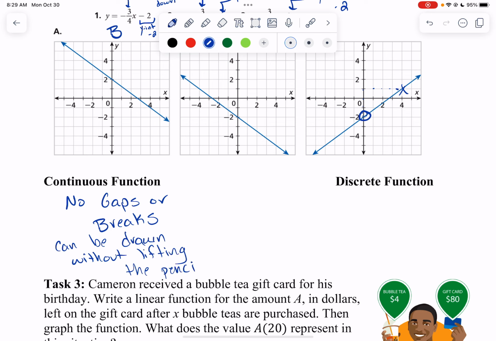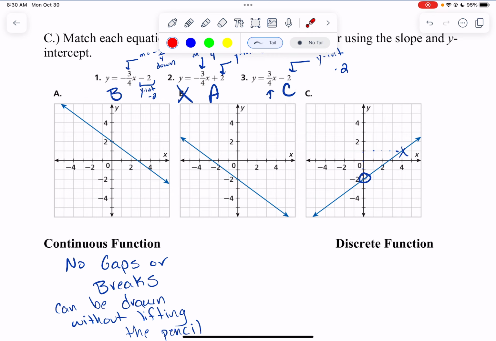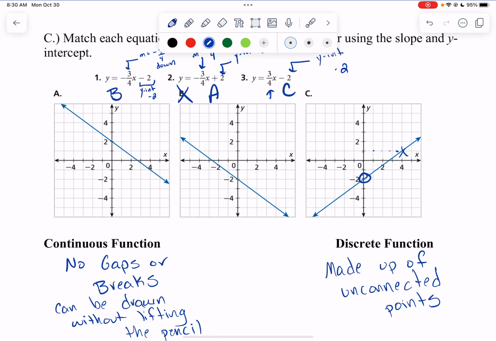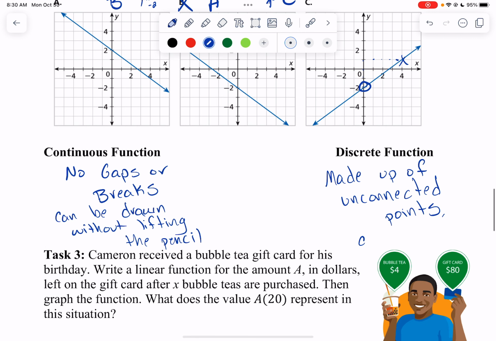Okay. All of these up here are continuous, and most of the ones we've done so far have been continuous. We have had a couple in the past that have been discrete. What we mean by discrete is it's made up of unconnected points. I always like to say it doesn't include the in-betweens.